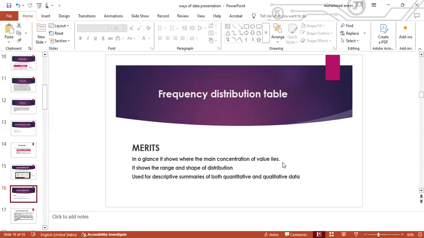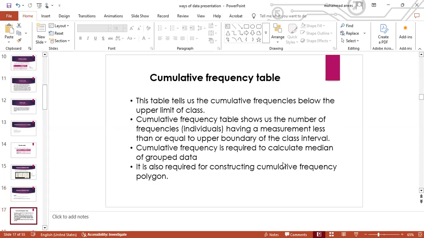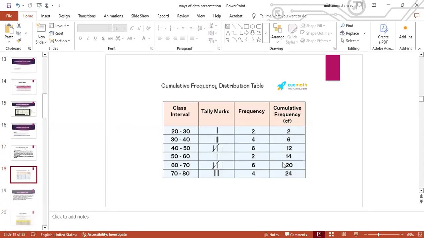and qualitative data. Moving on to the cumulative frequency table, as the name suggests, this table tells us the cumulative frequencies, additional frequencies, below the upper limit of the class. A cumulative frequency table shows us the number of individuals having a measurement less than or equal to the upper boundary of the class interval. Cumulative frequency is required to calculate the median of grouped data, and it is also required for constructing the cumulative frequency polygon, which we will see later.